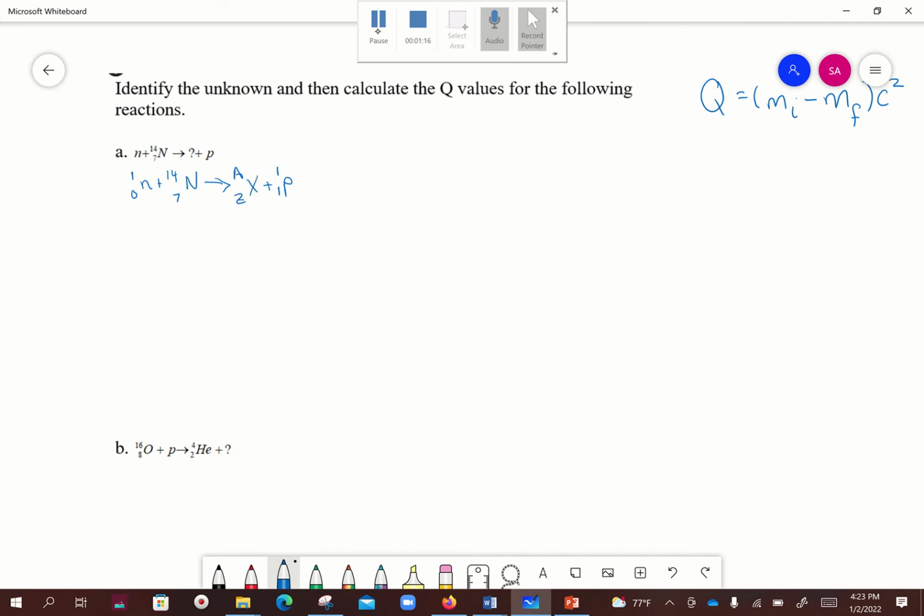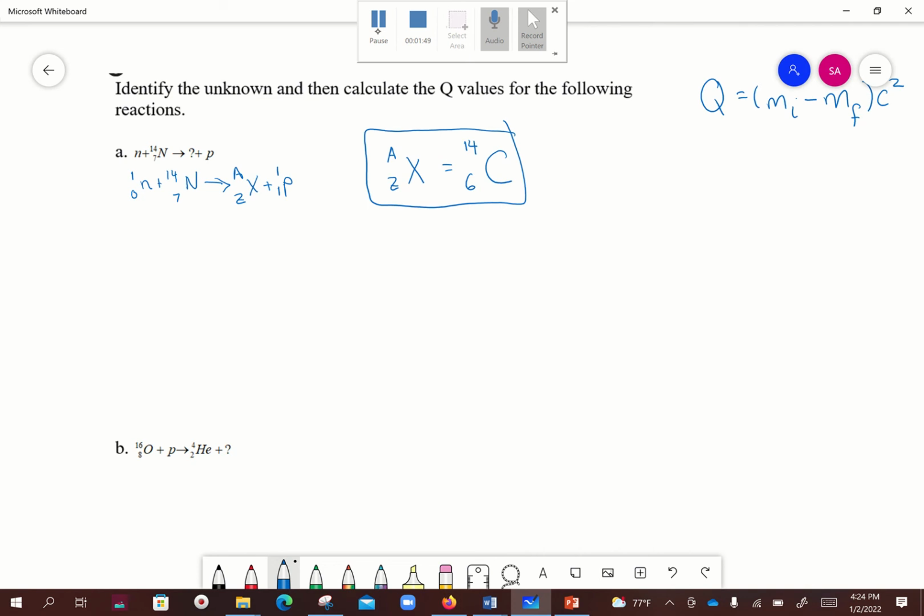All right, so I need to have the bottom numbers add up. So A,Z X must have a Z value of 6, so 6 plus 1 is equal to 7 plus 0. So it's going to be 6. On top, I've got 1 plus 14 is 15. On the other side, I must also have 14 plus 1. So I need to look in the periodic table. What has an atomic number of 6? It's carbon. So the unknown is carbon-14.